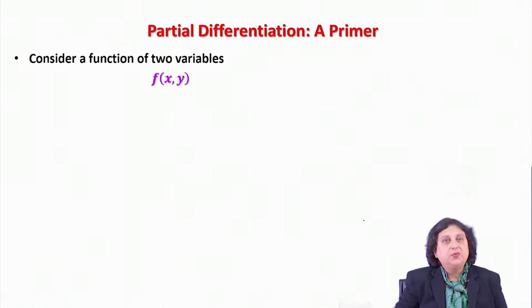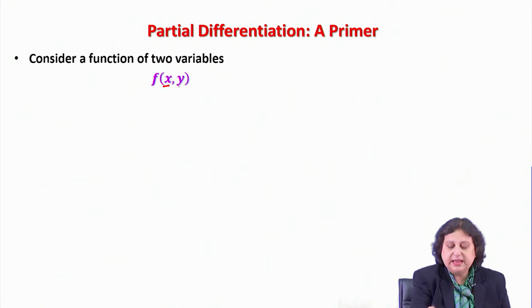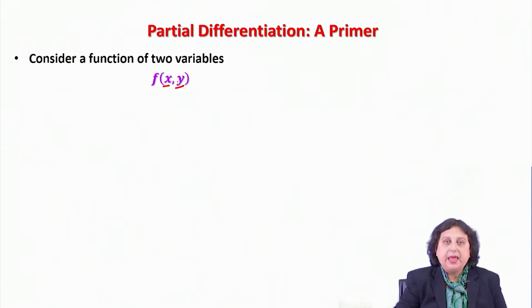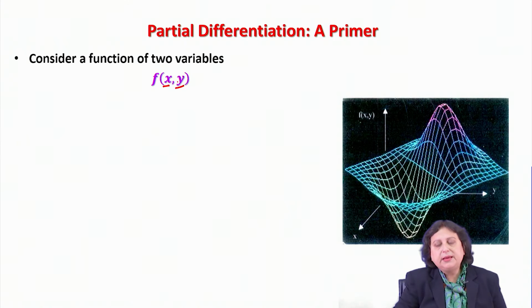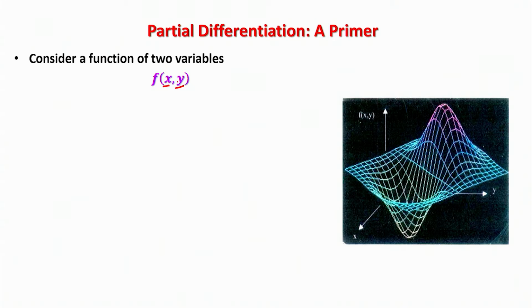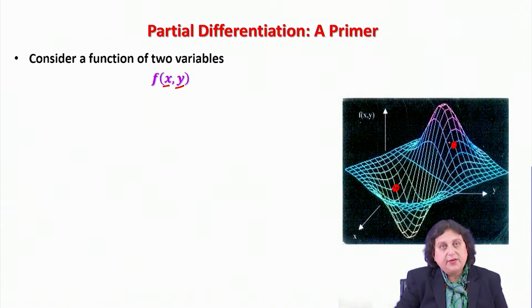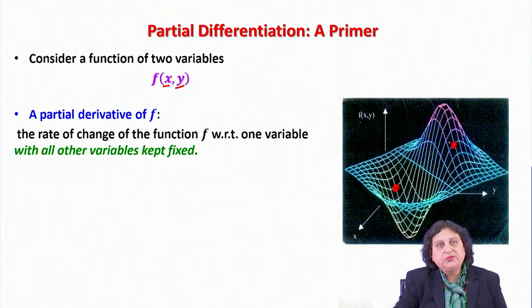So here, let me consider once again a function of two variables. By definition, I have two independent variables, x and y, and one dependent variable, f. Typically, this is a very complicated function, f of x, y. As you can see, for a given value of x and y, this is the corresponding value of f. For some other value of x and y, this is the corresponding value of f. Now we are asking the question, what is the partial derivative of f? That is defined as the rate of change of the function f with respect to one variable with all other variables kept fixed. In this case, how many independent variables do we have? We have two independent variables, x and y.